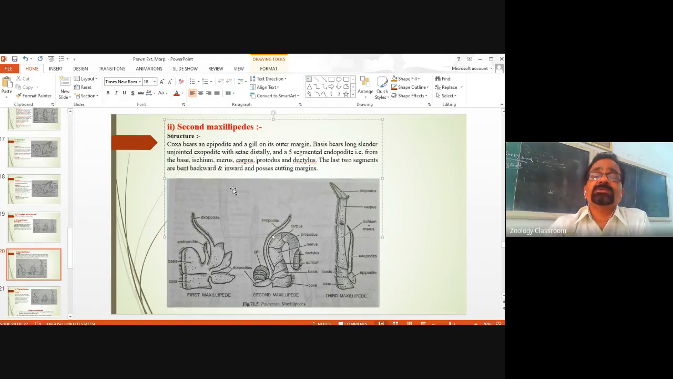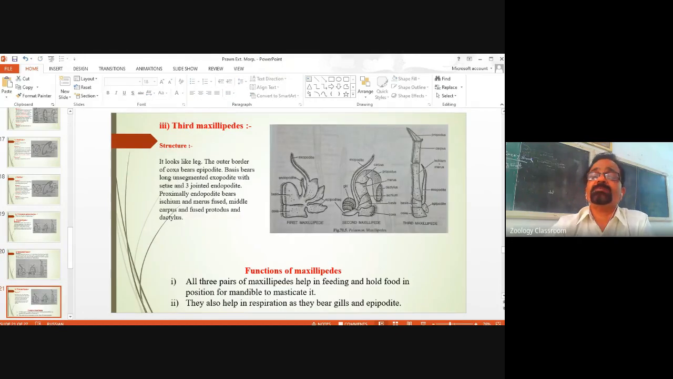Okay. So this is the second maxilliped. So look here, how are all these structures? Having endopodite, exopodite. This is having endopodite, exopodite. Now let's talk about the third maxilliped. Third maxilliped structure. Looks like a leg. It looks like a leg. The outer border of coxa bears epipodite. See. Outer border of coxa bears epipodite.